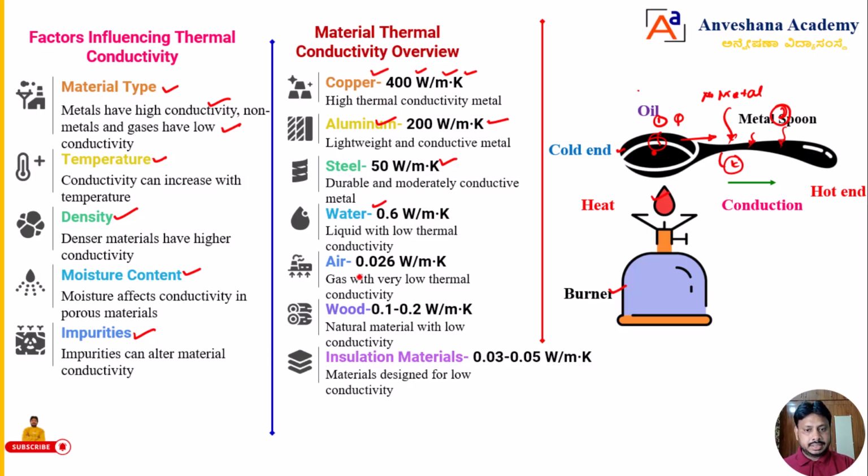The next, air. You can see air is too less. That is 0.026 watt per meter Kelvin. Almost it is 0, we can say. Then wood 0.1 to 0.2 watt per meter Kelvin. Then some insulation materials, you can take wool or some insulation materials, they are having 0.03 to 0.05 watt per meter Kelvin, dear students.